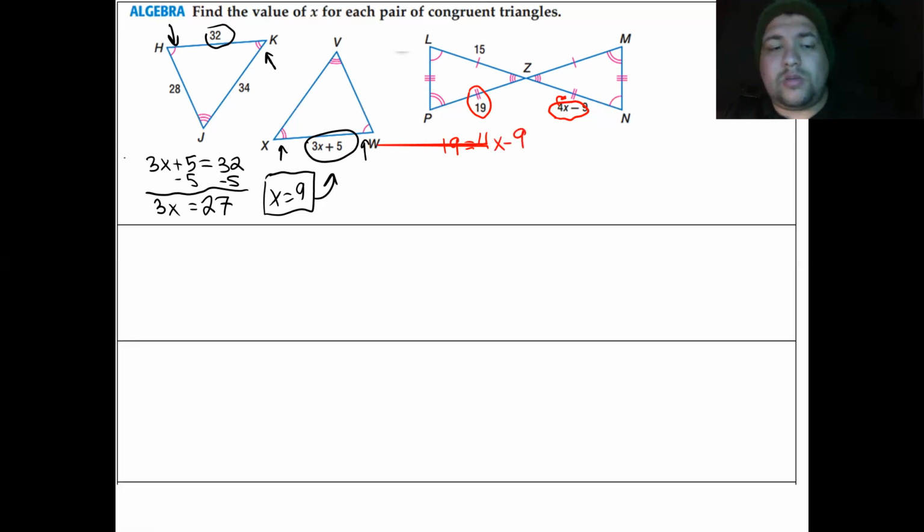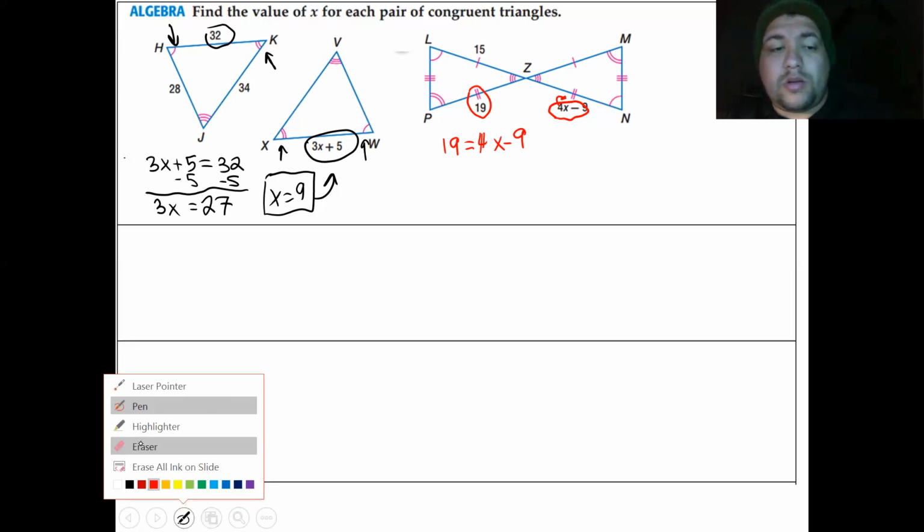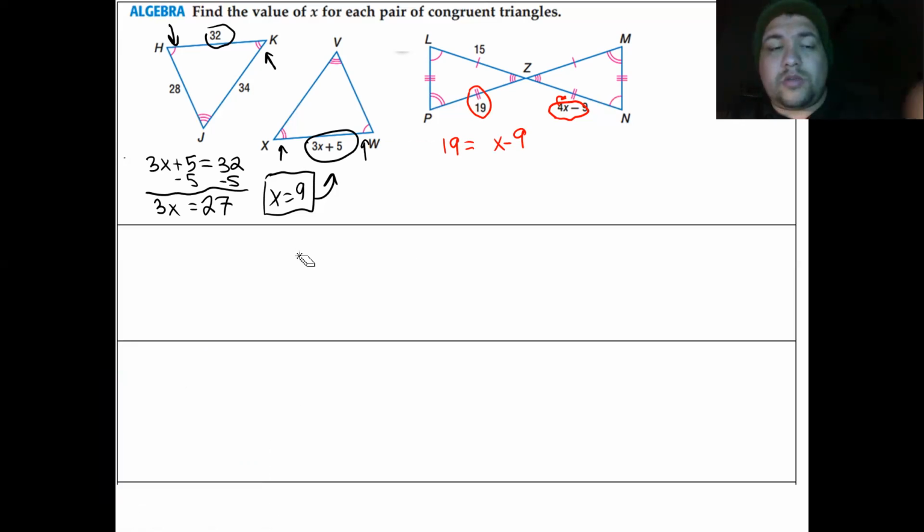I don't know why it keeps on jumping like that, guys. I apologize. Let's see if that works. I'll rewrite that. Come on. Let's just erase both of those.